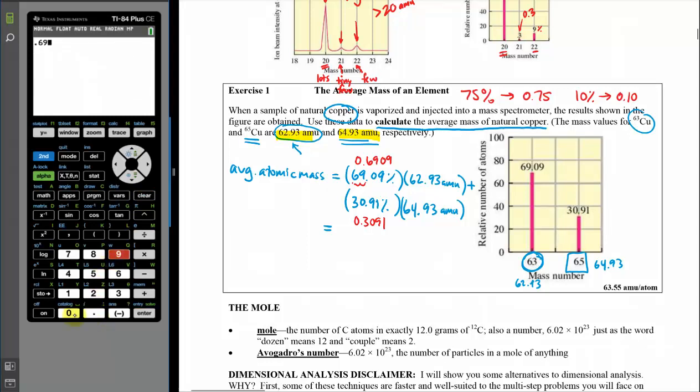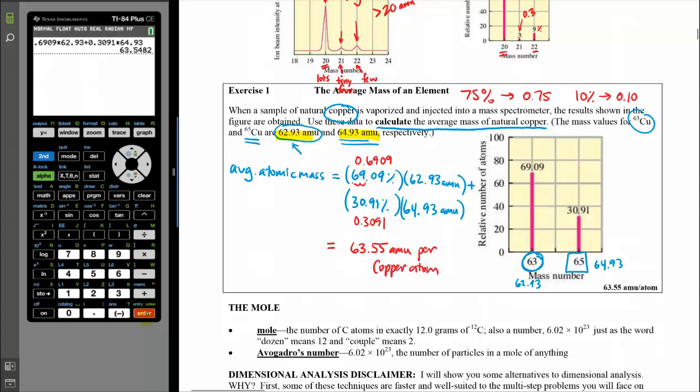I've got 0.6909 times 62.93 AMUs, plus 30.91%, oops, now I went ahead and did it wrong anyway, 0.3091, 30.91% written as a decimal, times 64.93. And the average then comes out on my calculator to be about 63.5482. Now we're going to round that off to make it kind of match our other masses, about 63.55 AMUs per atom, okay? Per copper atom. That's the average mass.